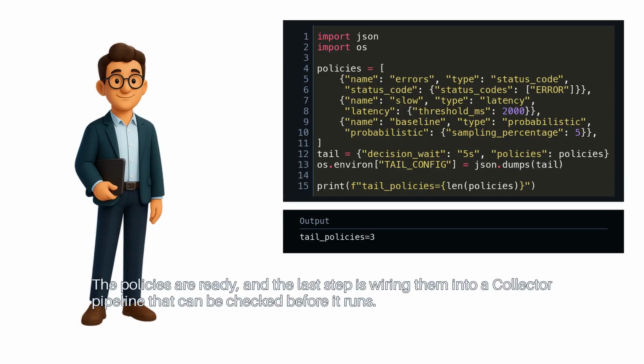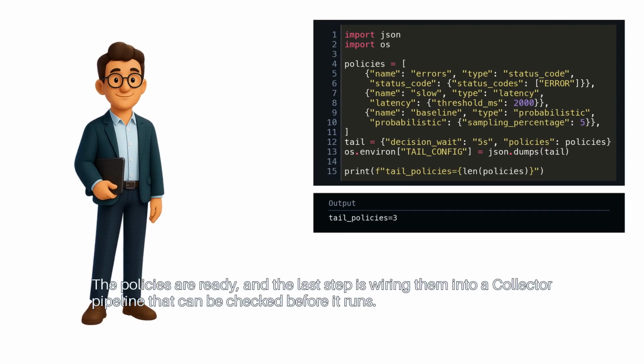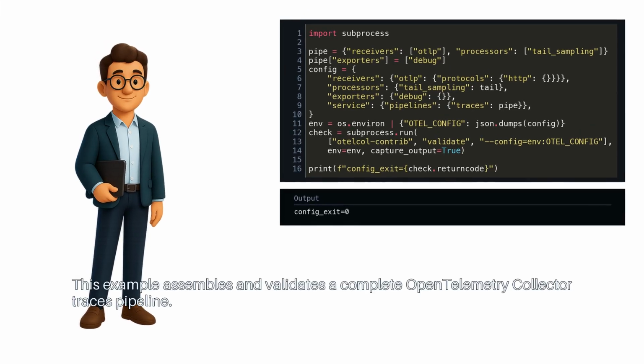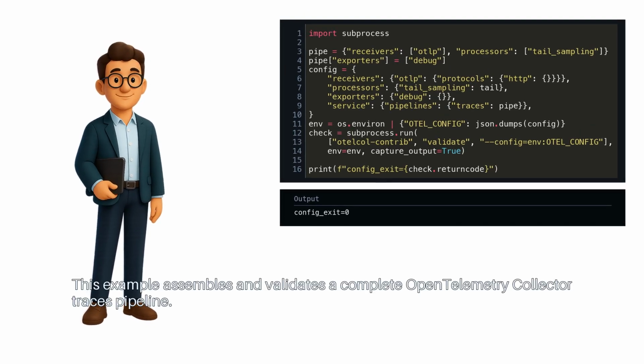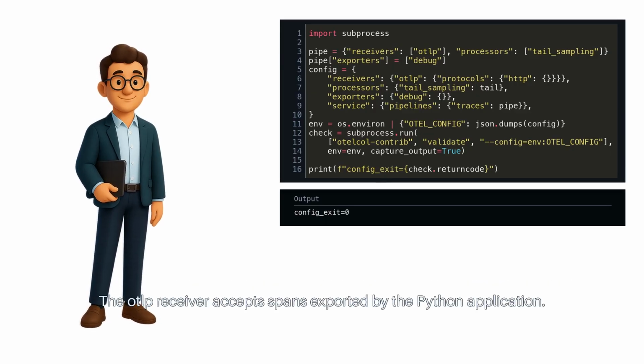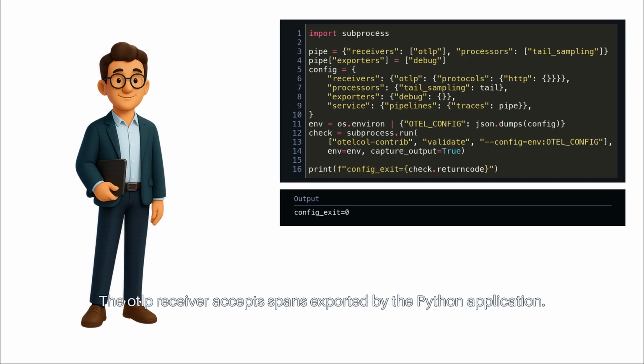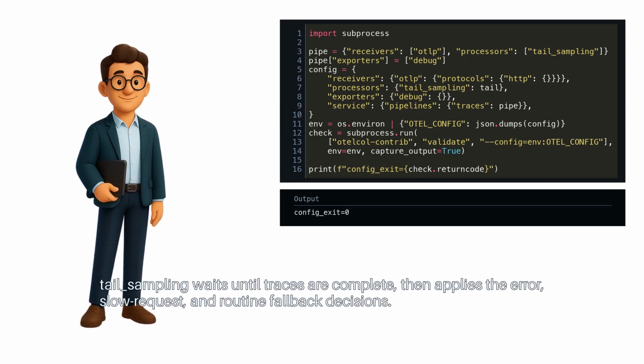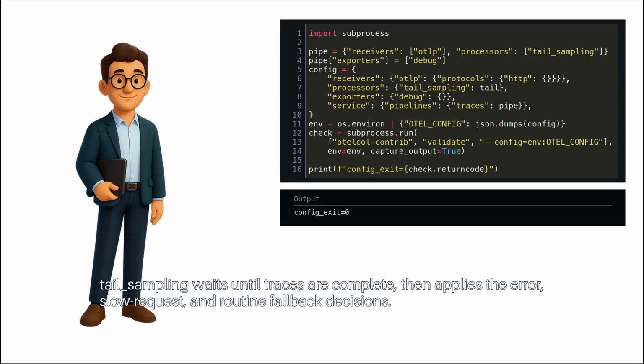The policies are ready, and the last step is wiring them into a collector pipeline that can be checked before it runs. This example assembles and validates a complete OpenTelemetry Collector traces pipeline. The OTLP receiver accepts spans exported by the Python application. Tail sampling waits until traces are complete, then applies the error, slow request, and routine fallback decisions.